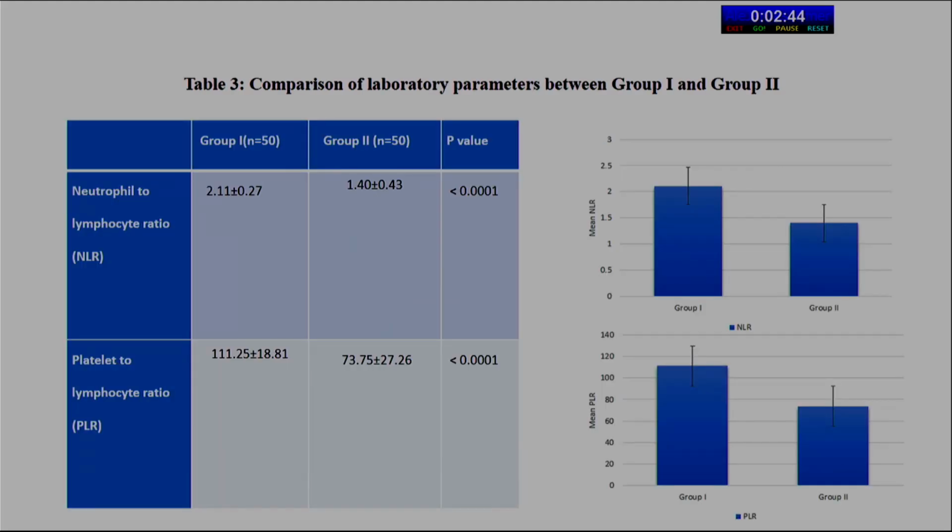Comparison of laboratory parameters between both the groups. In this, the neutrophil to lymphocyte ratio was seen to be higher in group 1, which is 2.11, and in group 2 1.40, and the platelet to lymphocyte ratio was also higher in group 1, which was 111.25, and in the other group 73.75.